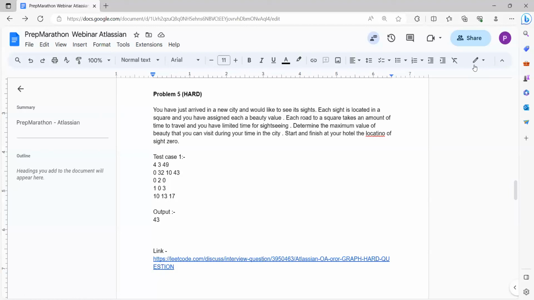So the question is something like this. You have just arrived in a new city and would like to see its sites. Each site is located in a square, and you have assigned each a beauty value. Each road to a square takes an amount of time. Obviously, if it is a road, how long it is, so time is given, like how much time is required for going through that road. And you have limited time. Obviously, no one has unlimited time.